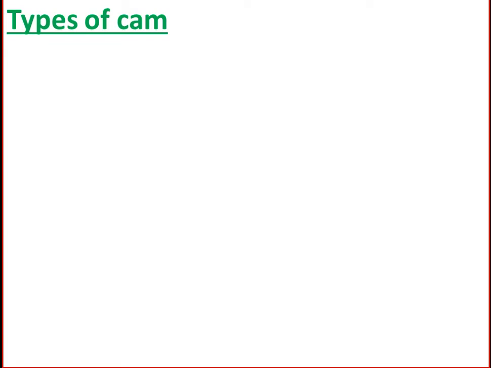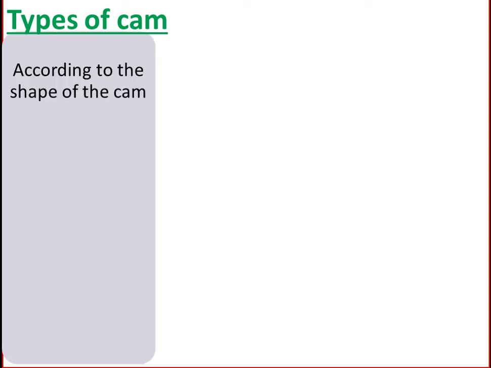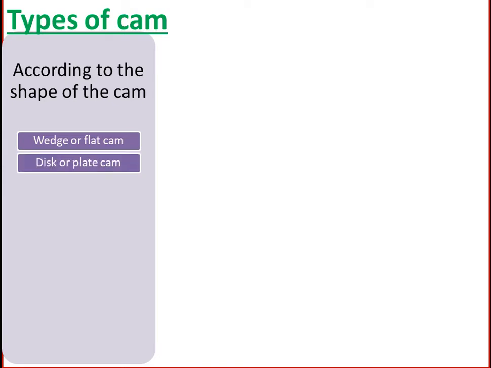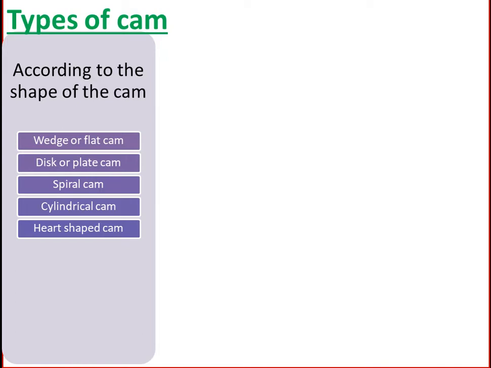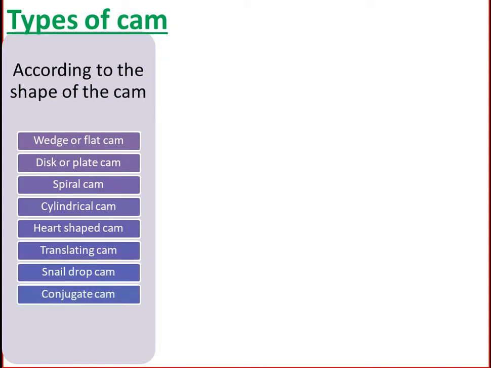Now we will see the classification of cams. Following are the types of cam which are explained below. Cams can be classified according to the shape of the cam. Then it is classified as wedge or flat cam, disc or plate cam, spiral cam, cylindrical cam, heart shaped cam, translating cam, snail drop cam, conjugate cam, globoidal cam, and spherical cam.